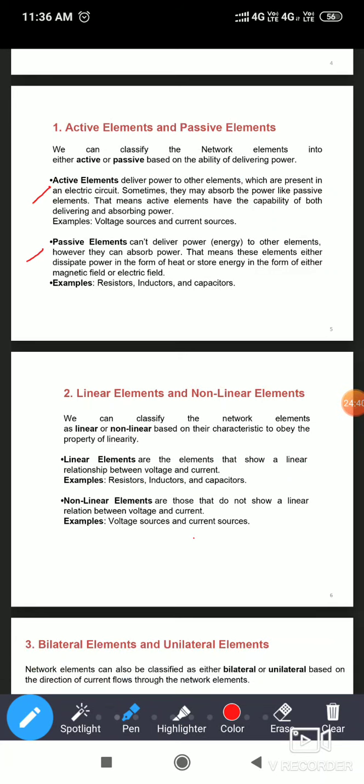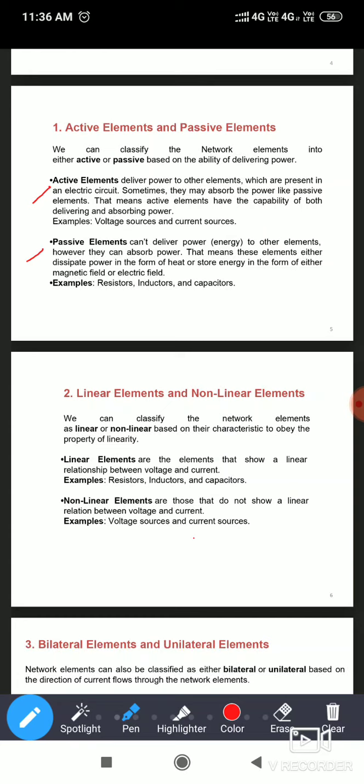So active elements are sources which will deliver the power, which will deliver the energy. And passive elements are components like resistors, inductors, capacitors. We cannot think about diodes or transistors. Why? Because this subject is known as linear circuits. Whatever the 6 chapters present in this subject, all are based on linear circuits. So what does linear circuit mean? That we will see in the next part.